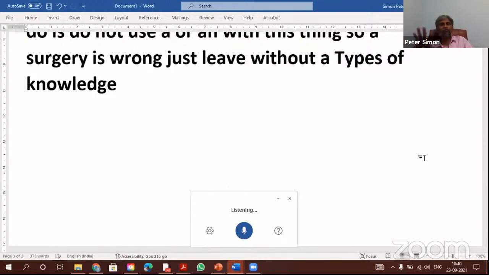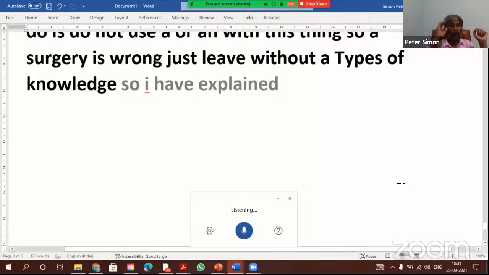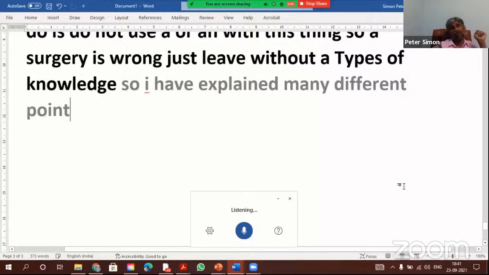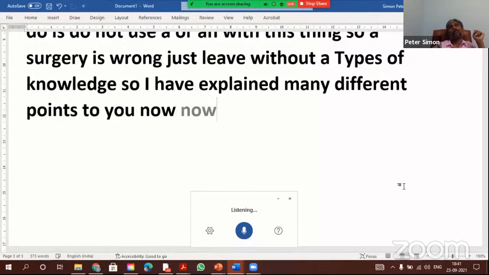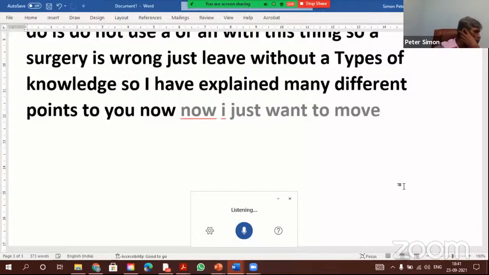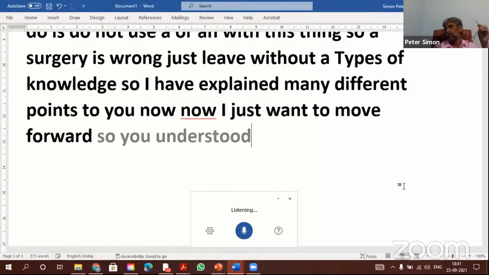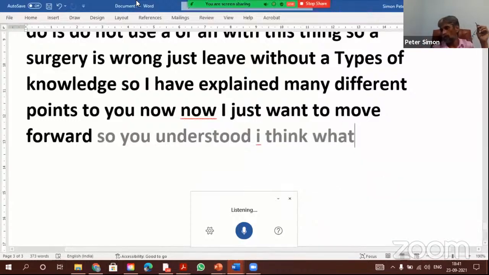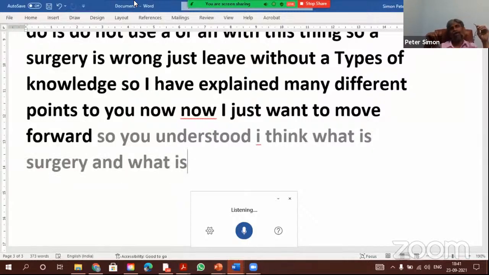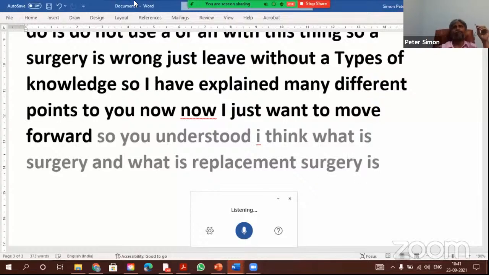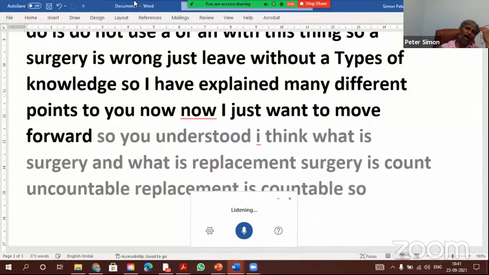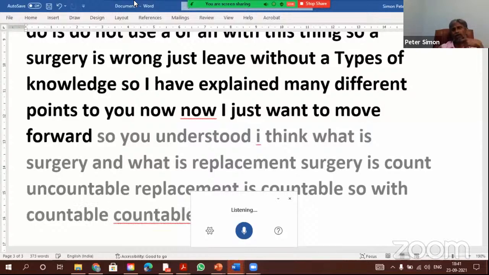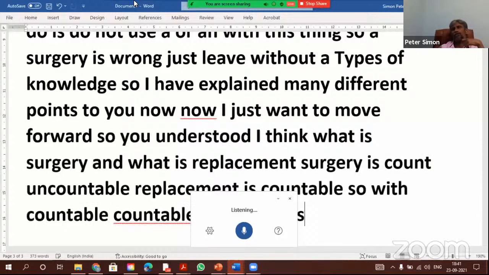So I have explained many different points to you now. Now I just want to move forward. So you understood, I think, what is surgery and what is replacement. Surgery is uncountable, replacement is countable. So with countable nouns, mouse, mobile phone, table, book, pen, all these things are countable. For whichever things you can say s or es, you can use a or an if it is singular. Otherwise, you need not write.